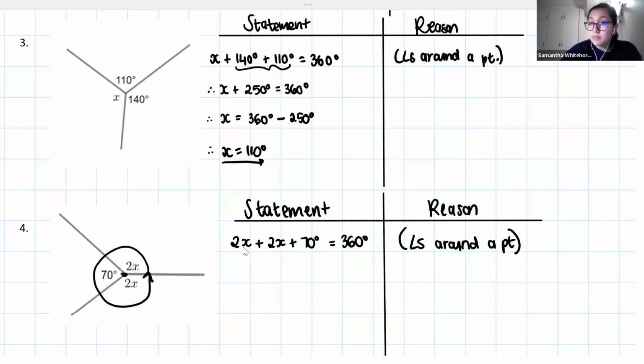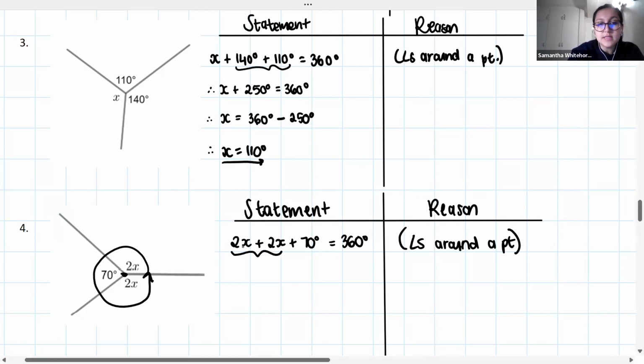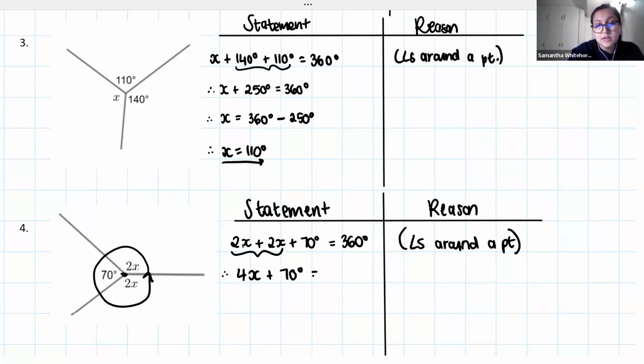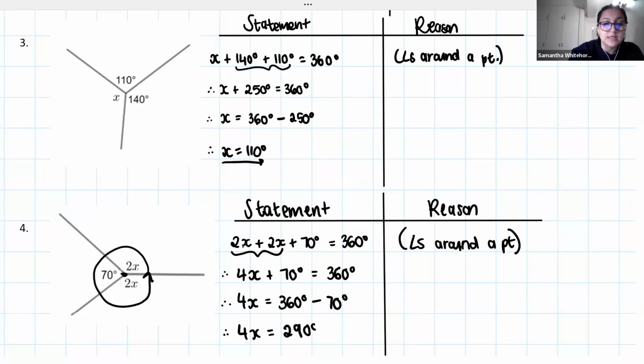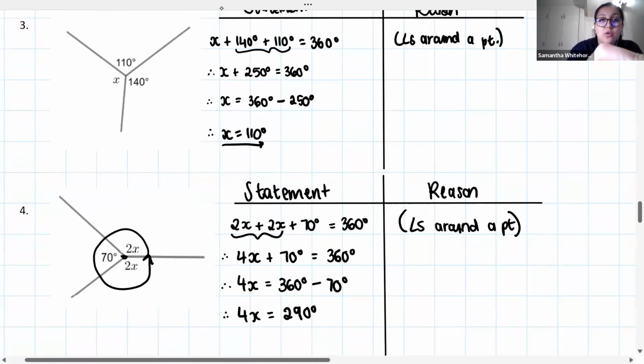So now we've made our statement. We've given our reason. We can now work this out. Now, guys, 2x and x are like terms. 2x plus 2x is 4x plus 70 degrees is equal to 360. We're going to subtract 70 on both sides. So 4x is equal to 360 minus 70. And so 4x is equal to 290 degrees. Now remember the instruction said solve for x.